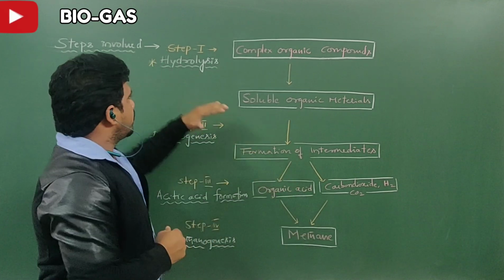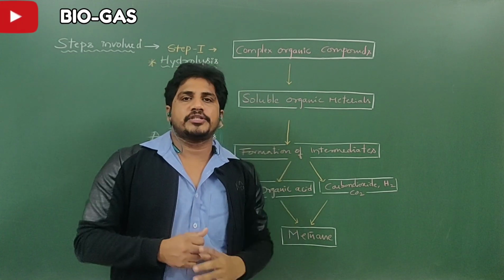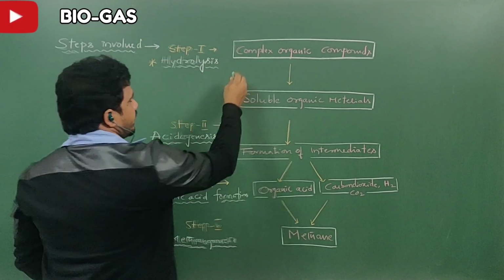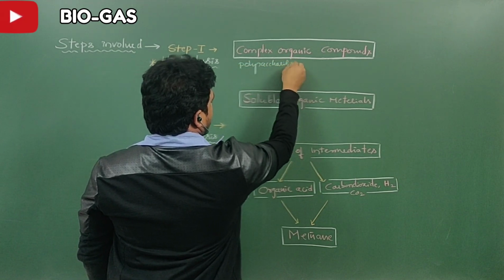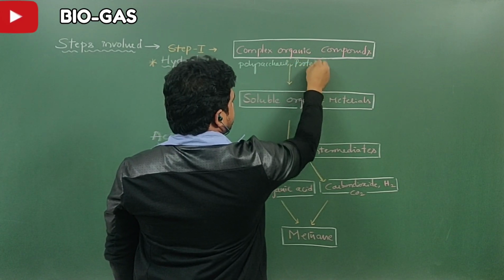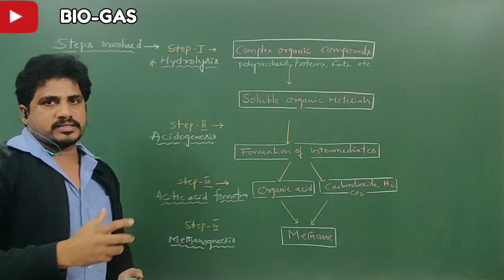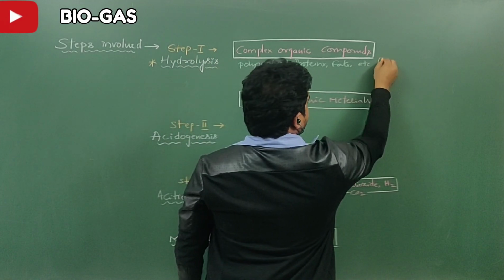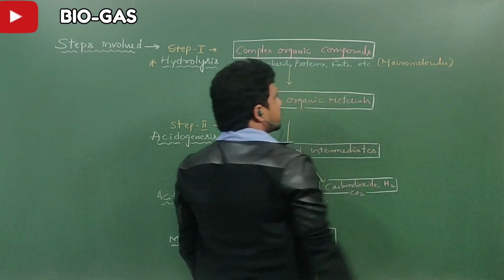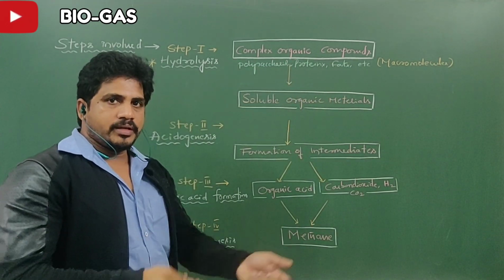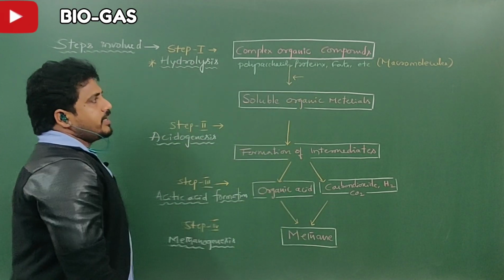In that tank, the first process is hydrolysis, meaning the complex organic materials are present in the introduced material. What are the complex organic materials? Mainly polysaccharides, carbohydrates, proteins, fats, etc. All these are complex macromolecules. They are present in the introduced waste materials in the biogas plant tank. On these, their respective enzymes can act.